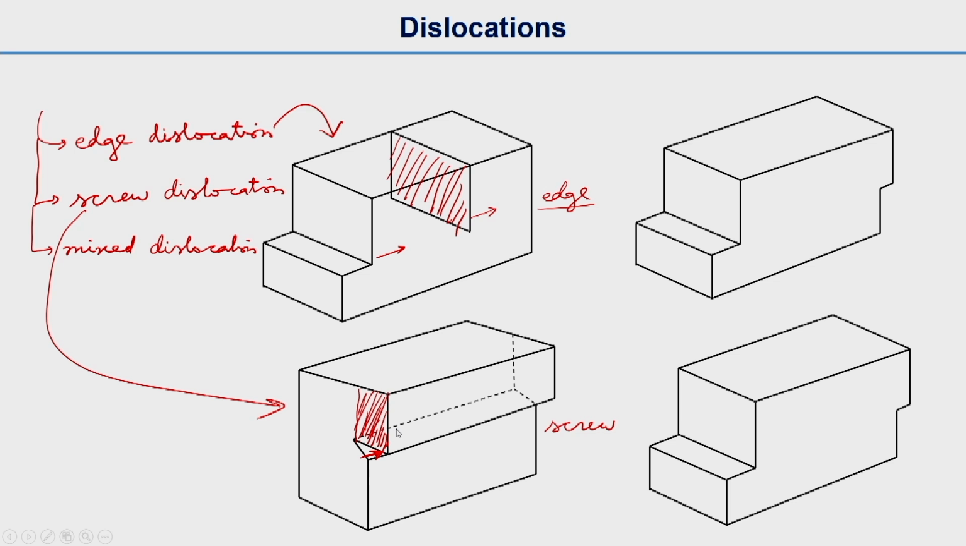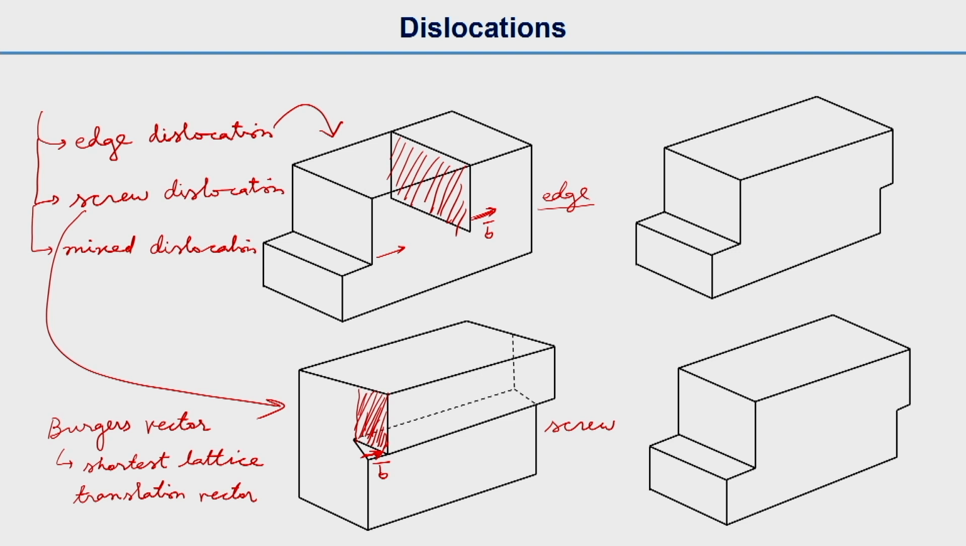When you call Burgers vector, it is the shortest lattice translation vector, that means from one lattice point to another lattice point. This is the B here. So B in this direction is this one, and here the B direction is this one, that is the slip direction in both cases.